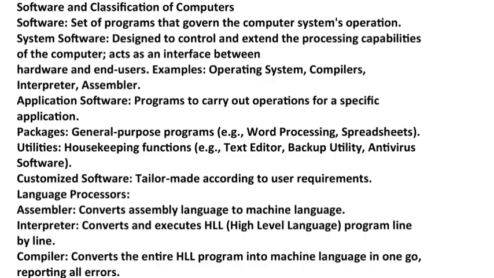Software and classification of computers. Software is a set of programs that govern the computer system's operation. System software is designed to control and extend the processing capabilities of the computer, and acts as an interface between hardware and end users. Examples: operating system, compilers, interpreter, assembler.